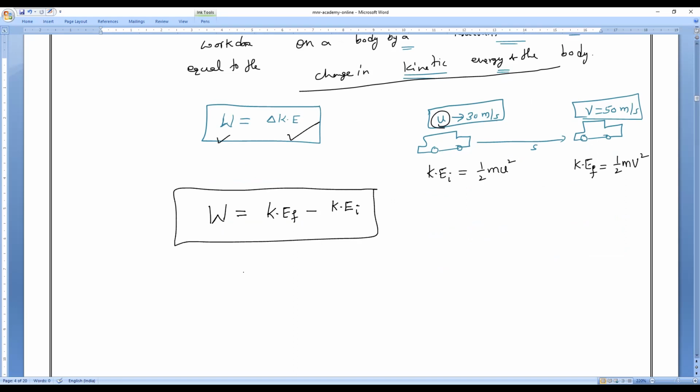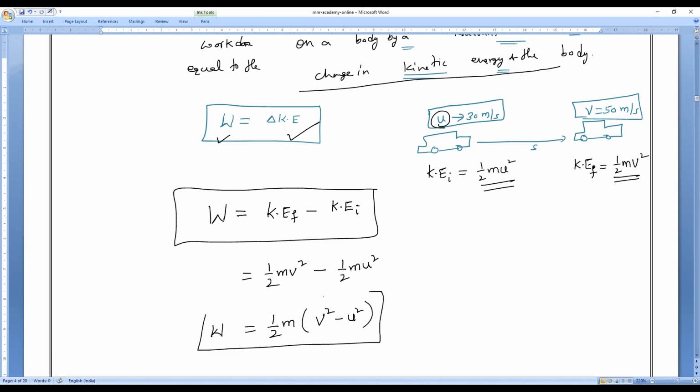So what is the final kinetic energy formula, everybody? Final kinetic energy means half mv square, minus initial kinetic energy. What is the formula? Half mu square. If you want, you can take half and m common outside, so that it is final velocity square minus initial velocity square. That is what is called the work energy theorem.